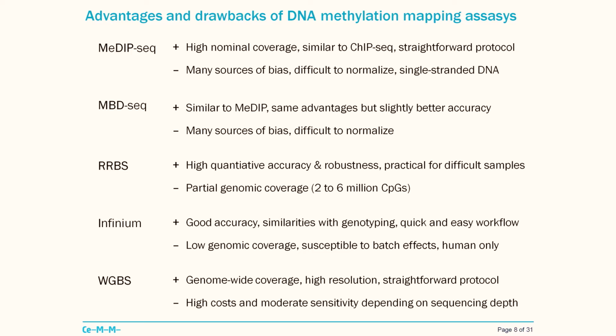But I guess the main advantage of these technologies is that they are relatively cheap and similar to ChIP-seq with a relatively straightforward protocol, so something that many labs doing epigenomics are already somewhat used to. The disadvantage is this process of quantitative enrichment of certain parts of the genome, which is very difficult to normalize and very susceptible to various forms of bias.